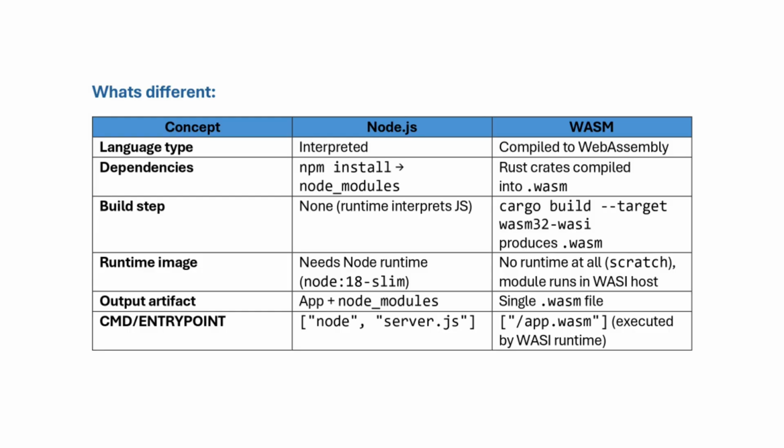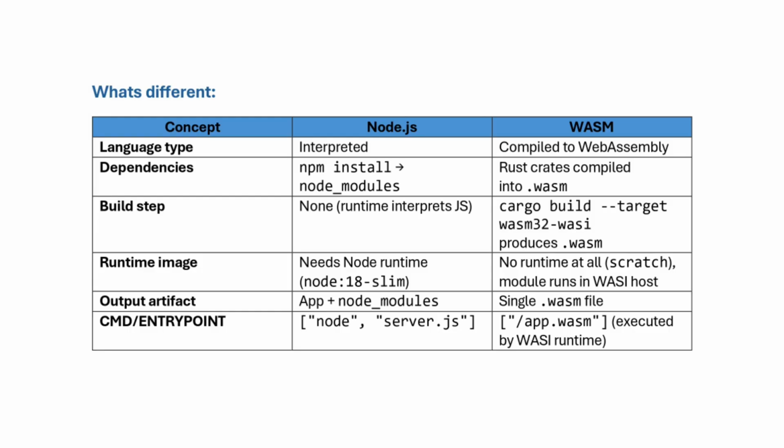Dependencies. In Node.js, it is npm install, that is node_modules. In WASM, dependencies are compiled into the .wasm. Build step. In Node.js, it is none because the runtime interprets the JS. In WASM, it is cargo build --target wasm32-wasi that produces .wasm. Runtime image. Node.js needs a Node runtime, that is node:18-slim. WASM doesn't need a runtime at all. It is scratch. The module runs in the WASI host.